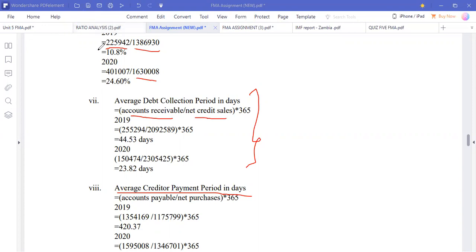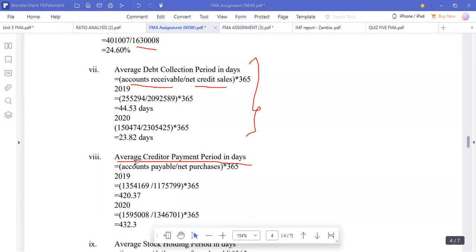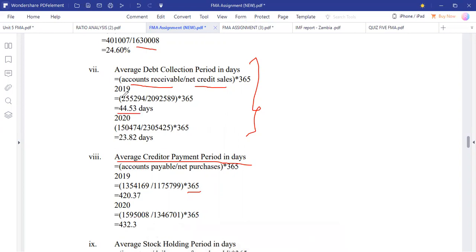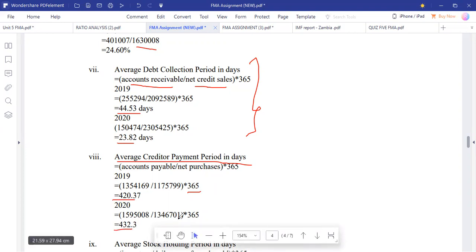So it gives you a picture of how long we take to pay our debt. It is multiplied by 365 to give us a picture of our duration. So if we take so long to pay, it becomes a problem. So here, our collection period in 2019 was longer than in 2020. So this implies that the debt department was doing very well, but our taking time to pay was really pathetic.